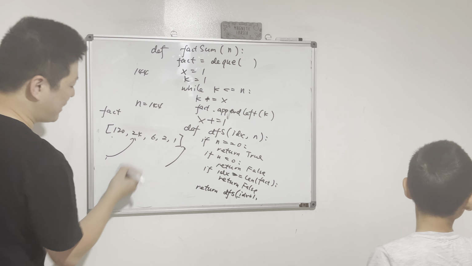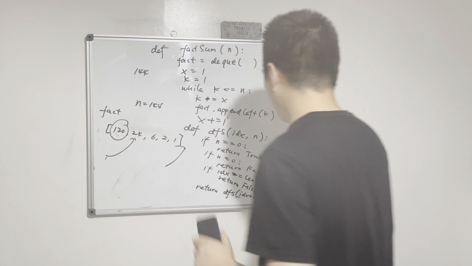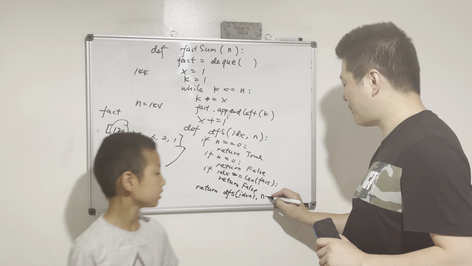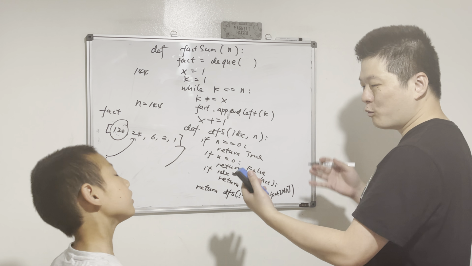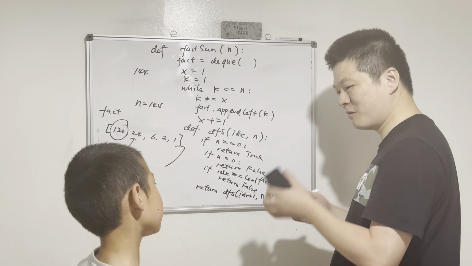For this item, what can we do? We can pick it or not pick it, right? Two choices. For pick, what should we do with n? We subtract factorial index from n. This is pick, and the other one is not pick. So one of them is true, or both of them are true.